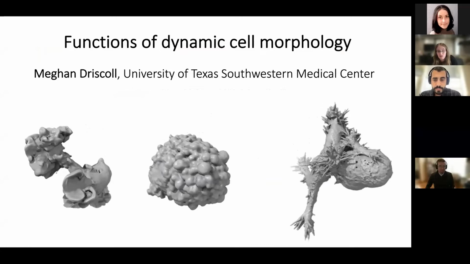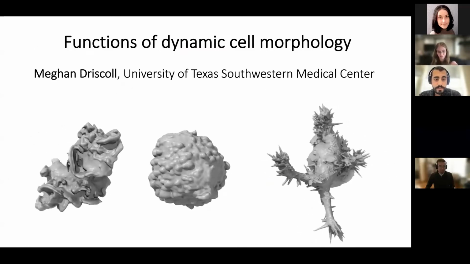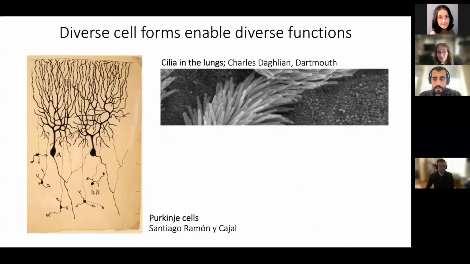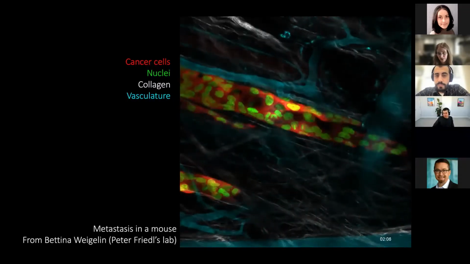unusual cell morphologies. When we begin to look closely at cells, we see that they have crazy and intricate morphologies, and these morphologies have function, right? So the branch morphology of neurons allows cells to connect to one another, enabling thought. Cilia in the lungs help the lungs to function, and the dynamics of form also have function.